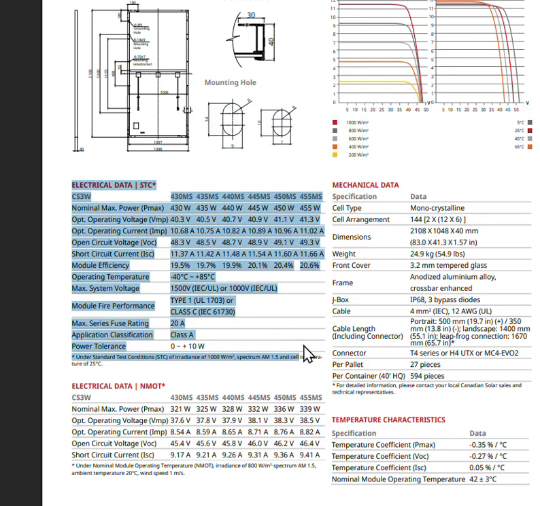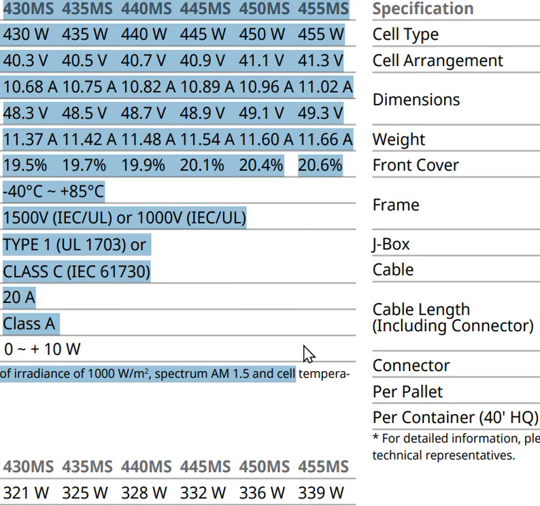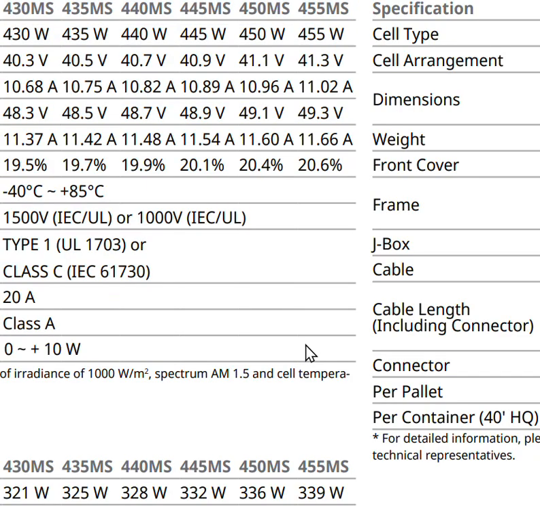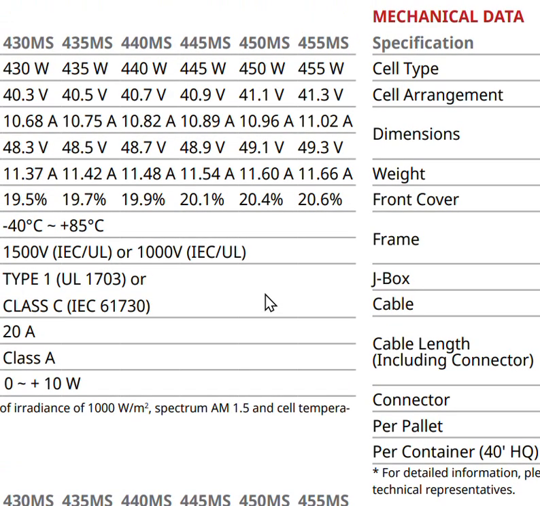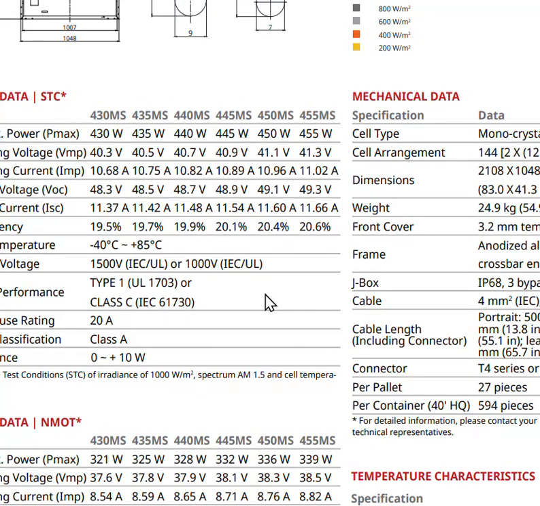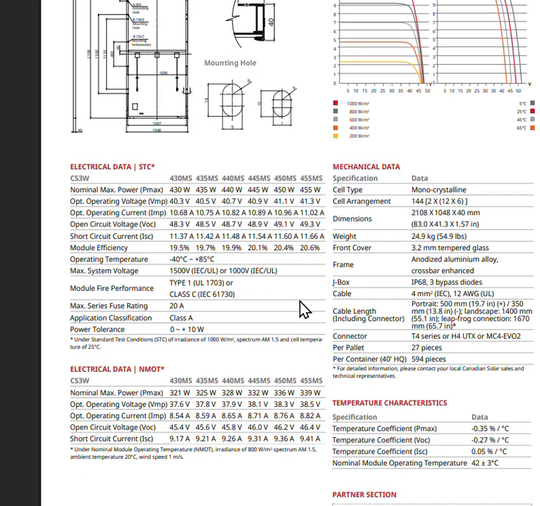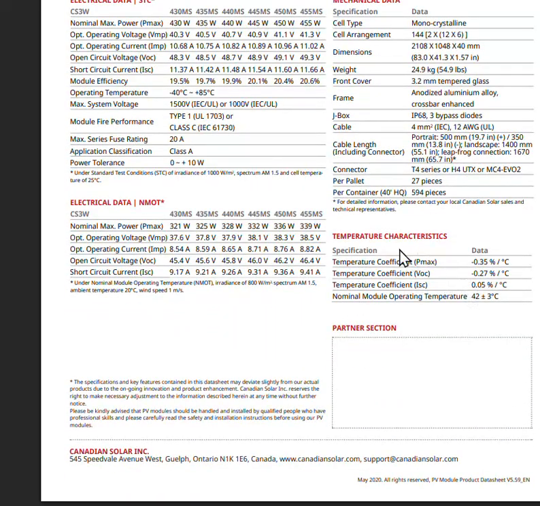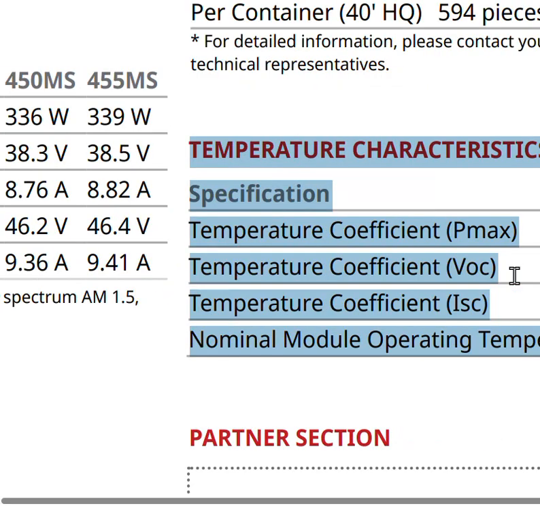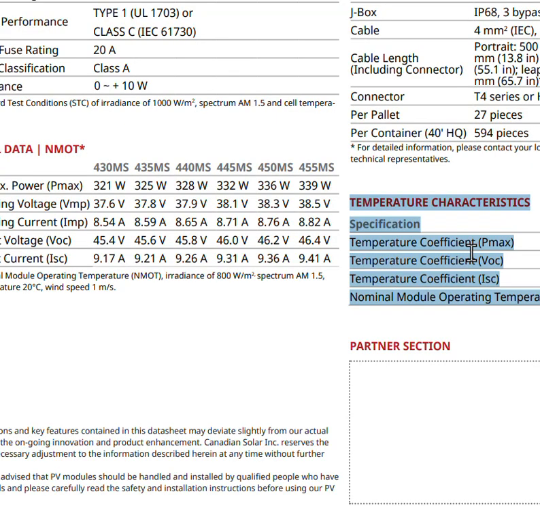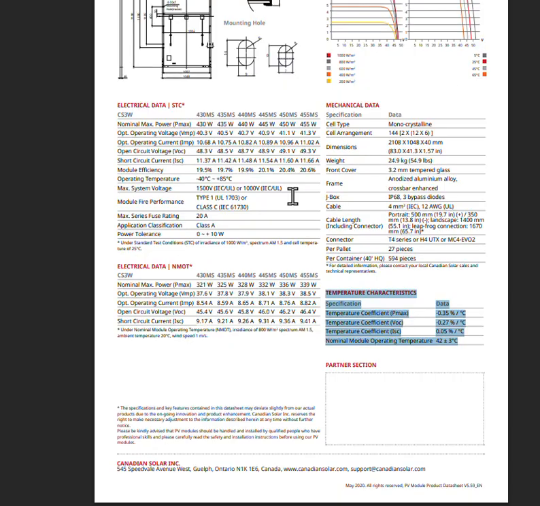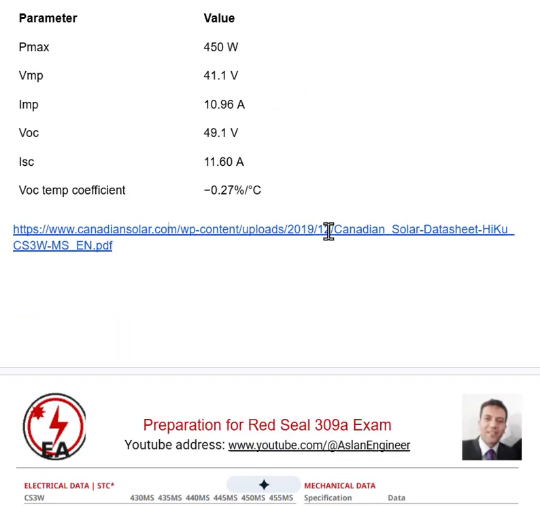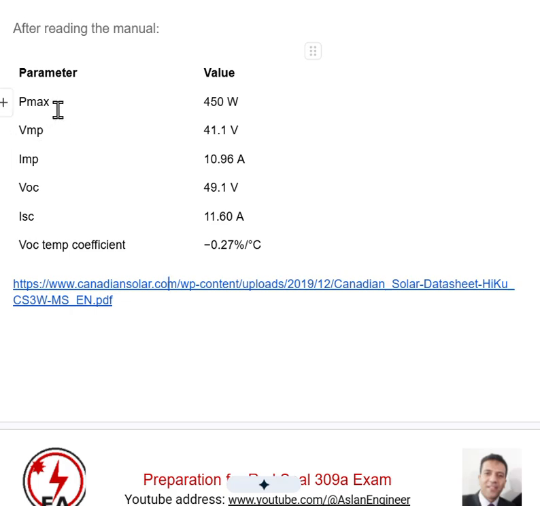We use this table for our calculations because we need to choose the correct size of the panel and the good characteristics of the panel for our calculations. And also we need these temperature characteristics. These are important for the calculations of the panels. Okay, so we have the manual, and what are the important values?